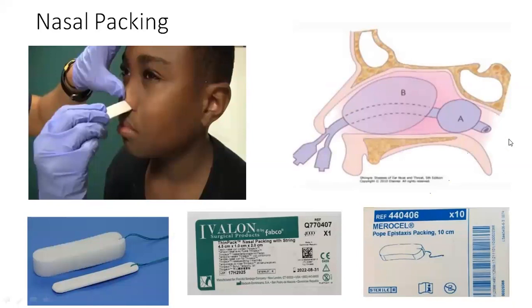For posterior nasal packing, you need to insert a Foley's catheter and inflate the bulb. And for anterior nasal packing, you can use this. Apart from the gauze piece, what is easily available now is this Merocel. It is a hygroscopic one, so it will be like this initially. Once you put it in the nose, it will swell up and compress the bleeding site. So you can easily practice this locally, even in secondary and primary centers.